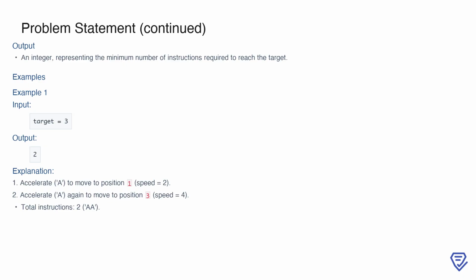Suppose the target is 3. Here's how we can reach it. First, we accelerate, which moves the car to position 1 with a speed of 2. Then, we accelerate again, which moves the car from position 1 to position 3, with a speed of 4. Notice that we've reached the target in just 2 instructions, both being accelerate. So, the output for this example is 2, and the sequence of instructions is represented as AA.